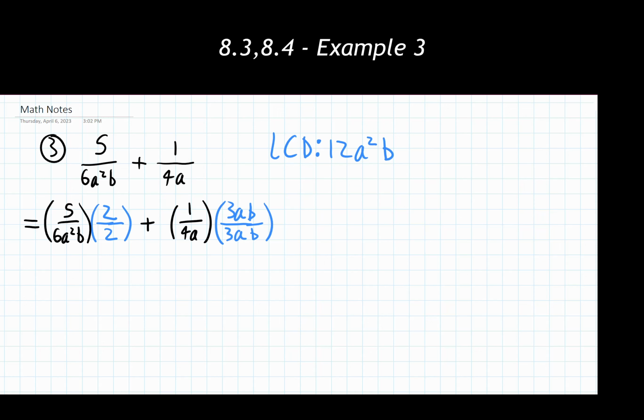And now I can rewrite each of these things out, multiplying everything together. My first expression is going to be 10 over 12a squared b plus 3ab over 12a squared b. We're just multiplying straight across. And now we have everything rewritten with that lowest common denominator.